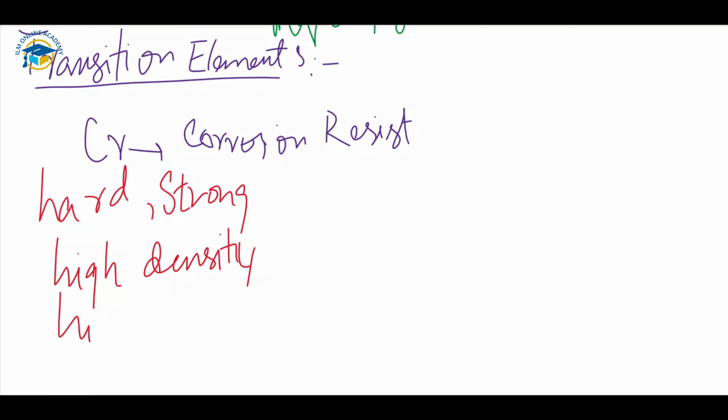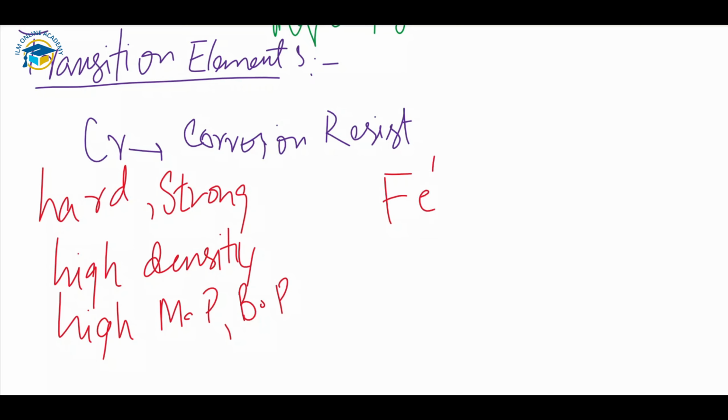They have high melting and boiling points. Why high melting and boiling points? Because they are hard, they are strong, and they have more density. They are more dense, so that's why they have high melting and boiling points. Many of the compounds are colored, and they often have more than one valency or variable oxidation state, like iron.